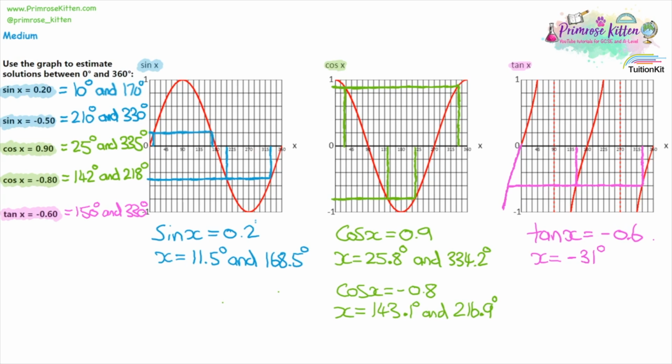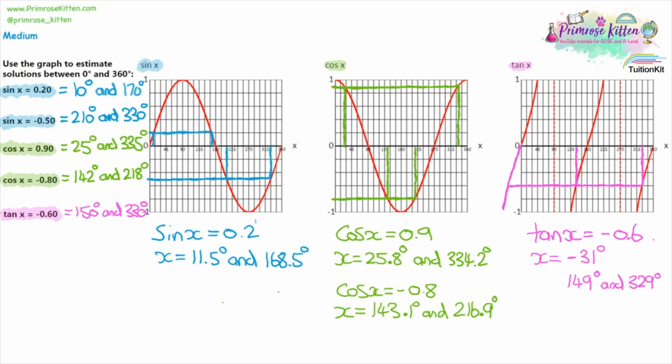So how do we calculate the next two answers? Well, like I mentioned with our estimates, the pattern in the tan graph is that it repeats every 180 degrees. So what we do is we just add on 180. So negative 31 plus 180 will give us 149. And 149 plus 180 will give us 329 degrees. Now we check our estimates. Although it looked like we had some accurate answers, we are actually 1 degree off.